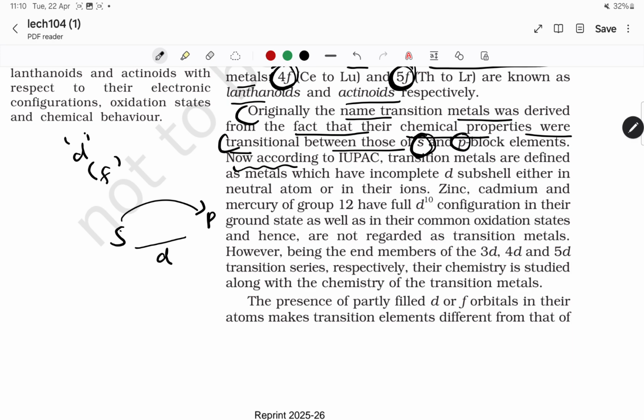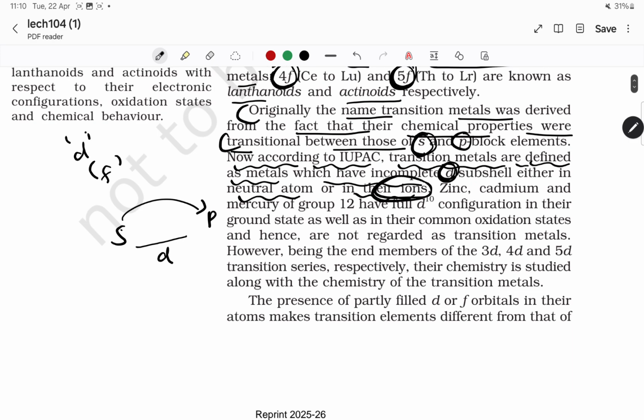Now according to IUPAC, transition metals are defined as metals which have an incomplete d orbital subshell, very important, either in their neutral atom or in their ions. Either in their ions or in the neutral atom, they should have an incomplete d orbital.